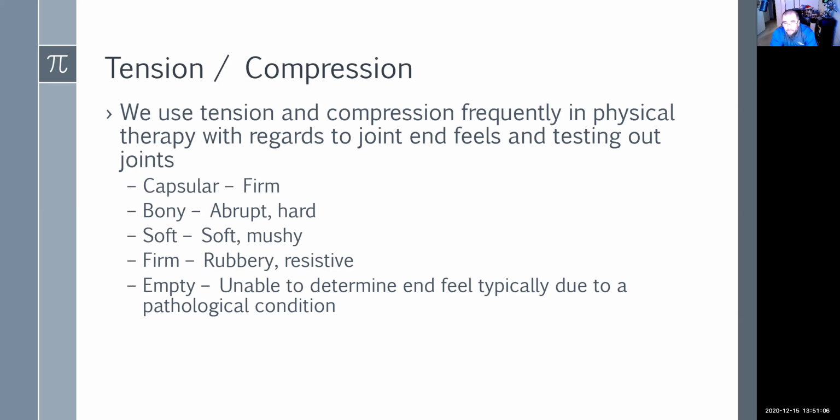There's only one part of the body where you should get a bony end feel, and that's in the elbow. And we'll cover these more in depth next semester with kinesiology, so don't freak out totally yet.